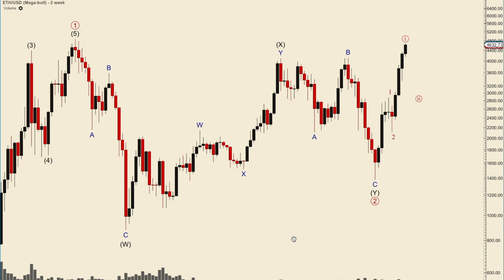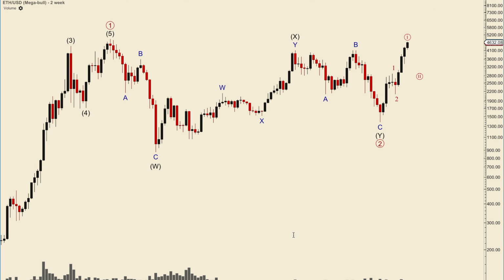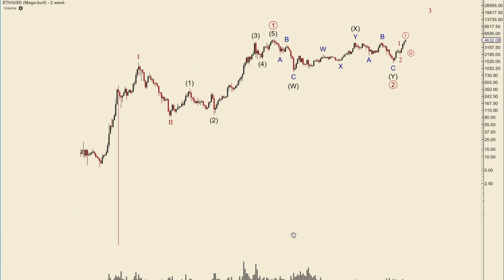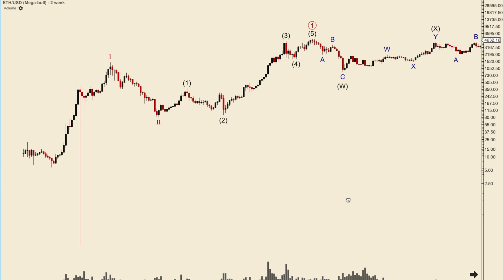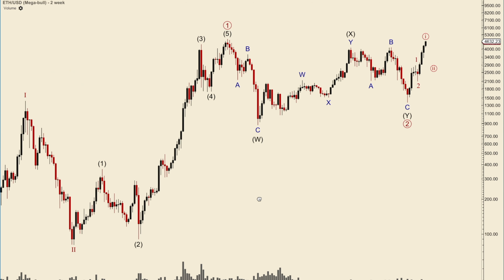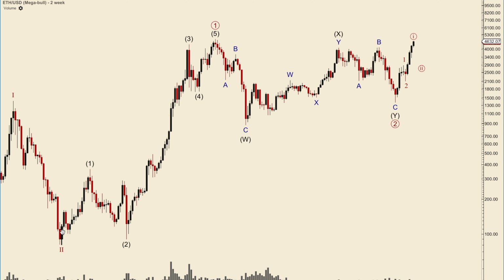And if we take a look here at the recent price action, this is on a 2-week chart. So here we have the 1, 2, and then we have an impulse 1, 2, 3, 4, 5 to the primary wave 1, an A, B, C to a W, and WX, a combination in wave X, and then a flat A, B, C in a Y.